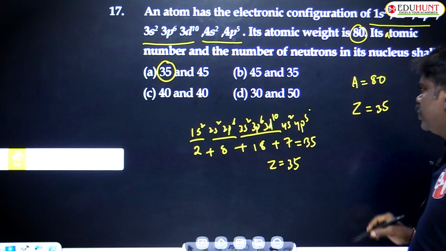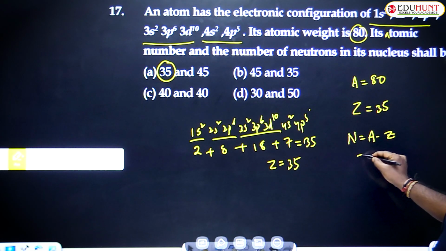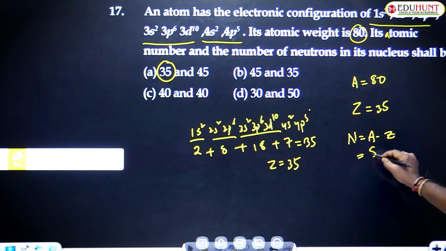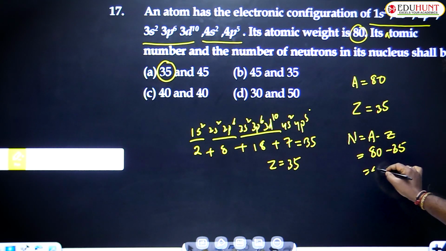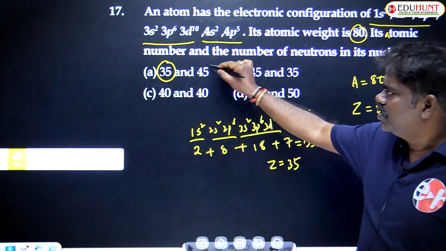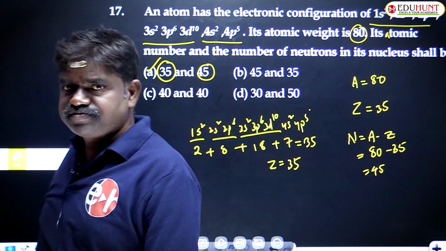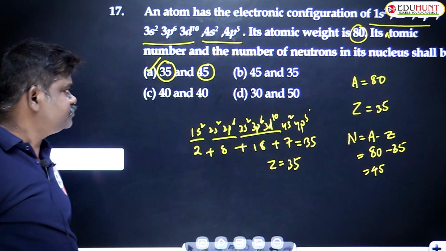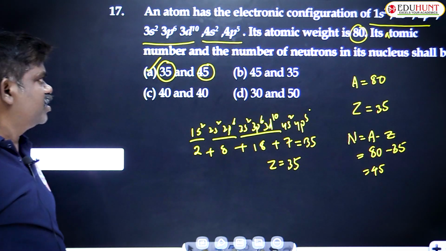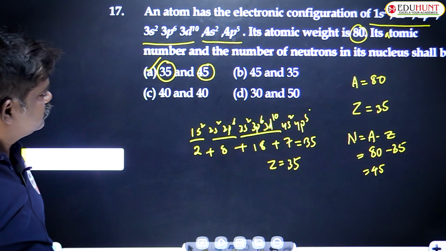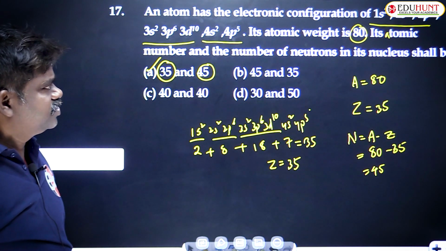And what is the number of neutrons? The formula for number of neutrons is A minus Z. What is A? 80. Z is 35. So 45. So this is the answer, first option. Understood?